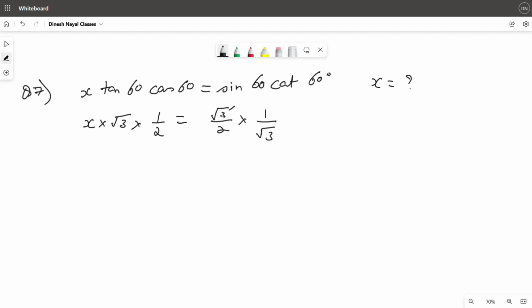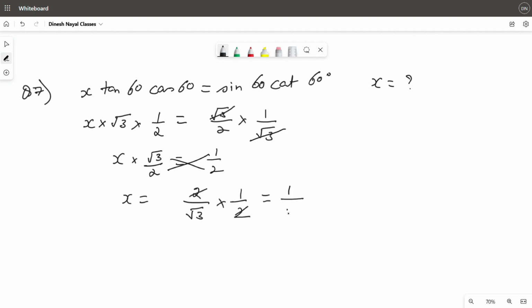We can cancel root 3 out, and now we can write x into root 3 by 2 equals 1 by 2. Now cross multiplying, root 3 by 2 will become 2 by root 3. So x equals 2 by root 3 into 1 by 2, and the 2 will get cancelled. So what is x now? The x is 1 by root 3. Now what is 1 by root 3? We know that tan 30 degree is 1 by root 3. You should know these trigonometric values. So x is tan 30 degree.